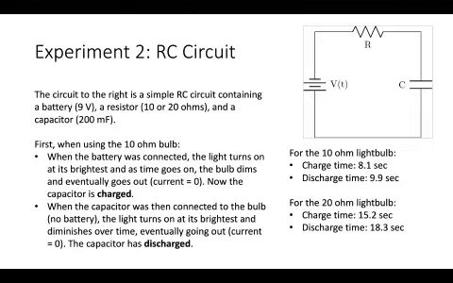When the capacitor is then connected to the bulb, with no battery, the light turns on at its brightest and diminishes over time, eventually going out. At this time, the current is 0, and now the capacitor has discharged. For the 10 ohm light bulb, we found the charge time to be 8.1 seconds and the discharge time to be 9.9 seconds. And for the 20 ohm light bulb, we found the charge time to be 15.2 seconds and the discharge time to be 18.3 seconds. So it increased as resistance increased.